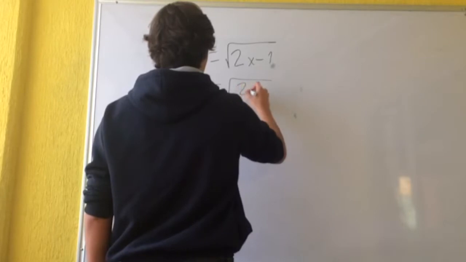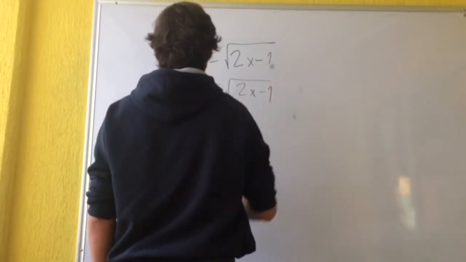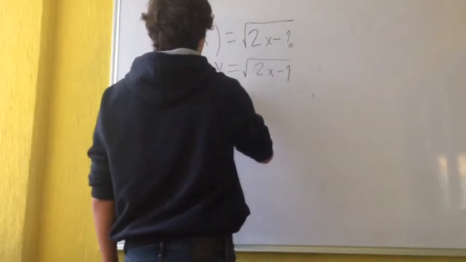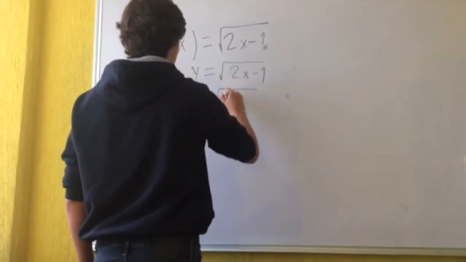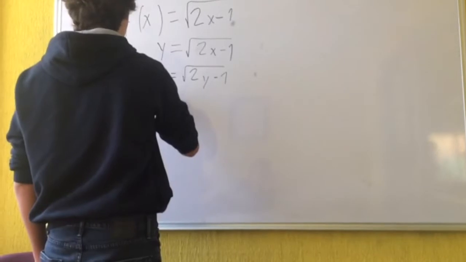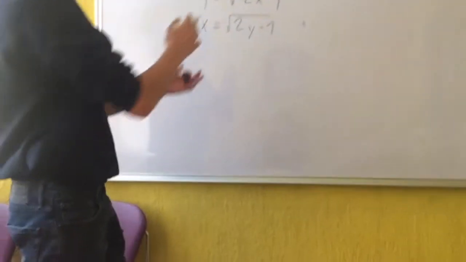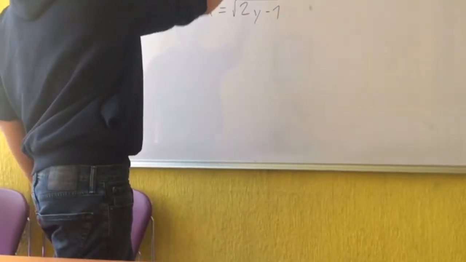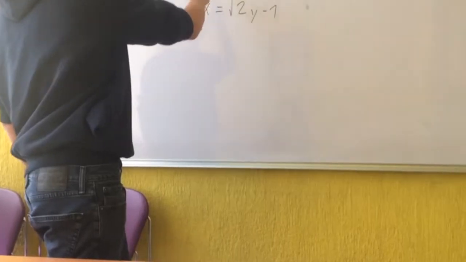Now we're going to switch the terms so that where we have a y, we're going to put an x, and where we have an x, we're going to put a y. So we got x equals square root of 2y minus 1. Now all we gotta do is solve for y.